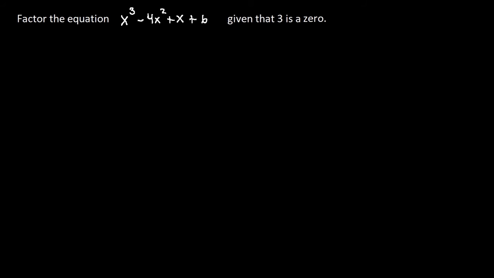Now let's try this one. Factor the equation x cubed minus 4x squared plus x plus 6, given that 3 is a 0. Now if we're already given a 0, that means we can easily determine the factor, which in this case is x minus 3. Now given the factor, we can proceed to dividing our function by our factor. But let me show you another method called synthetic division in dividing polynomials.